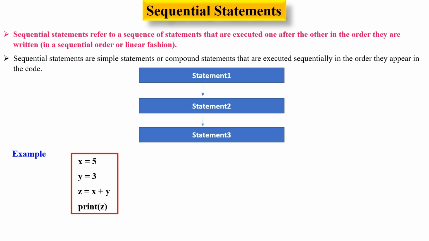Here's an example of sequential statements in Python. In this example, the sequence of statements are: assigning the value 5 to the variable x, assigning the value 3 to the variable y, adding the values of x and y and storing the result in the variable z, and printing the value of z to the console. The statements are executed one after the other in the order they appear in the code. Sequential statements are the default way of executing code in Python, unless control structures such as loops or conditionals are used to modify the sequence of execution.